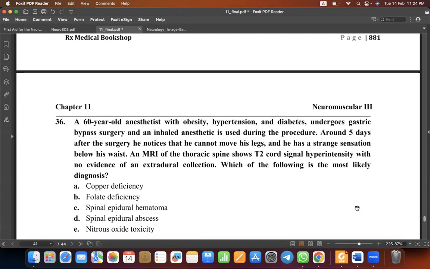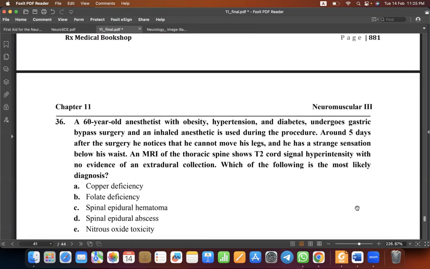Copper can cause myelopathy, but not in a short duration. We are thinking about short duration myelopathy. Folate cannot cause short duration myelopathy. A hematoma can have short duration, an abscess can have short duration, but the patient is not having any fever, right? So nitrous oxide could be a possibility.